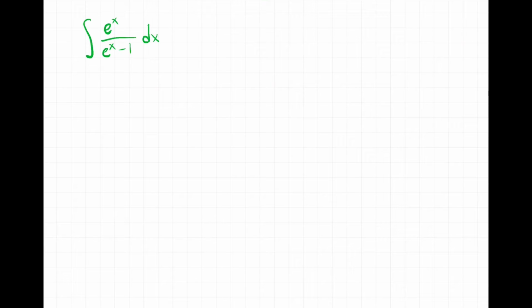The first technique we should always consider is u substitution. And that is going to work here because the denominator could be a good choice for a u. Let's let u equal e to the x minus 1. Then we'll find our du, the derivative. The derivative of this function here is just e to the x times dx.